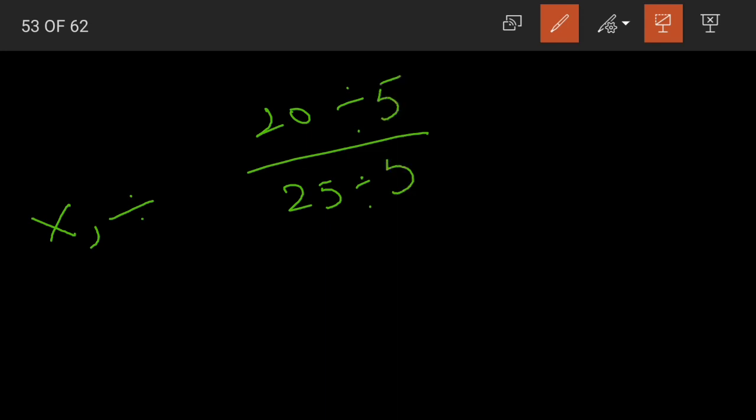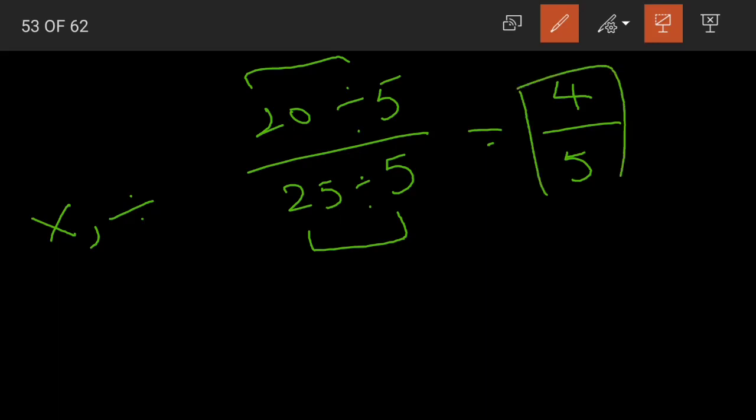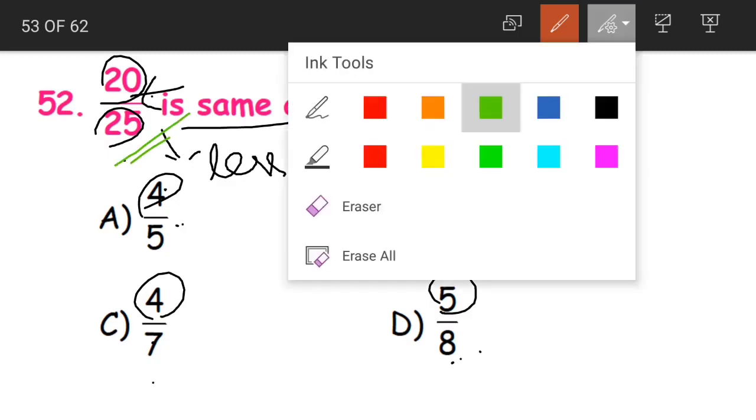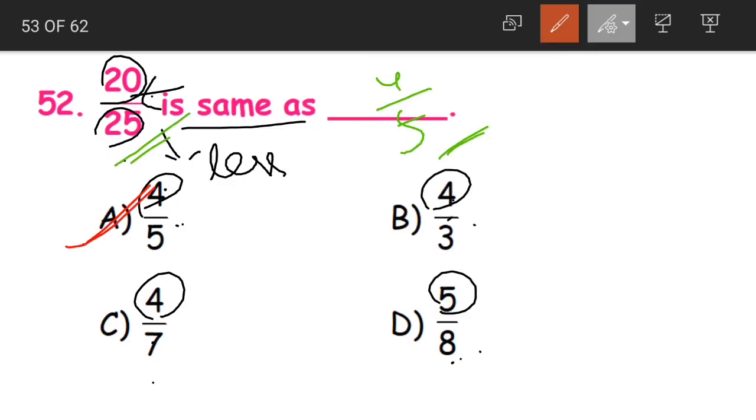Both 20 and 25 have 5 as their highest common factor. So if we divide both of them by 5, 20 divided by 5 is 4, and 25 divided by 5 is equal to 5. So 4 by 5 is our equivalent fraction here. 20 by 25 is the same as 4 by 5. That is our option A.